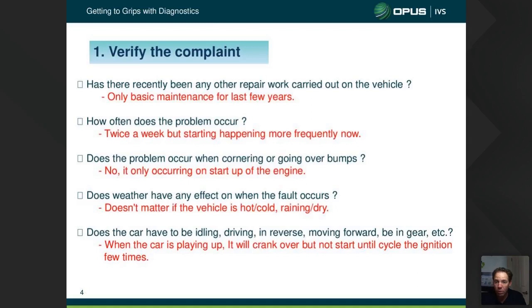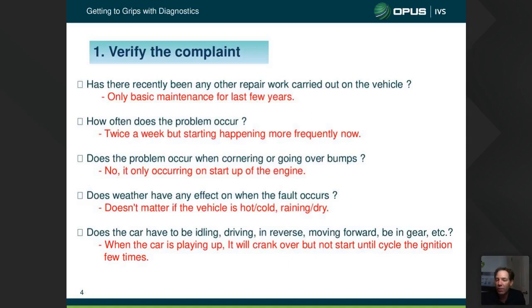How often does the problem occur? It was originally twice a week, but it's happening more frequently now. So it's one of those intermittent problems that we all love. Does the problem occur when cornering or going over bumps? No, it only occurs on startup of the engine.